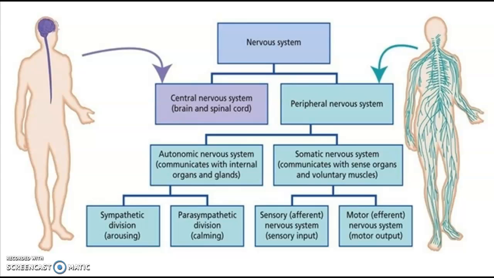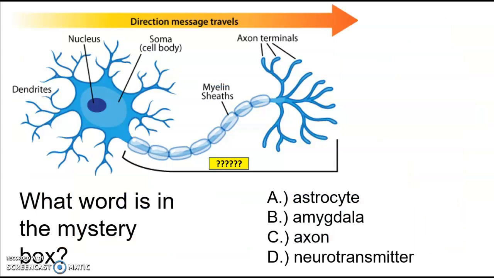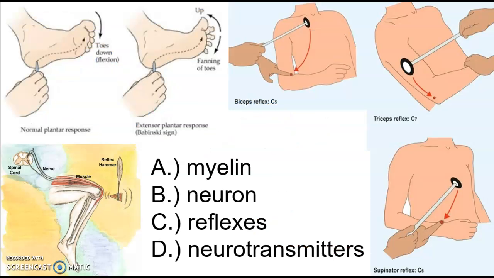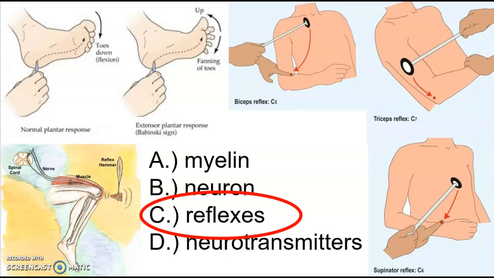So the peripheral nervous system is subdivided into the autonomic system, which we cannot control, and the somatic nervous system, which we can consciously control. What word is in the mystery box? That long tail coming off of a neuron is called an axon. Doctors perform these tests to check to see if the nervous system is working properly. These are reflexes.